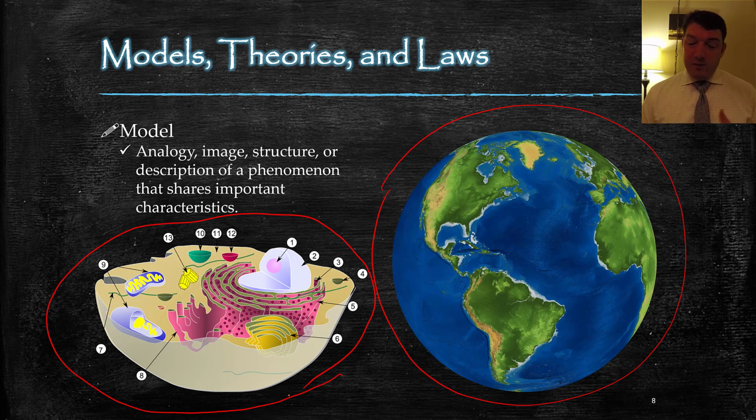So any model, whether it's Earth or a cell, has to have characteristics that match what it is that it's describing. It doesn't have to be perfect, but it has to be a good general picture, or if it's really imperfect, it has to be good in the sense of what it is we need it to describe.